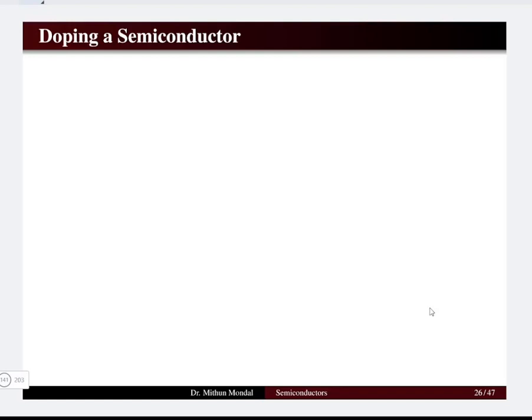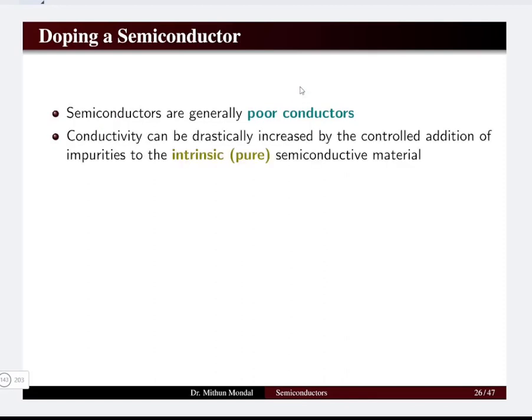Welcome to the next lecture in Fundamentals of Electronics. We were discussing semiconductors, and in this particular lecture we will focus our discussion on doping in a semiconductor. Generally we know that semiconductors are poor conductors. Their conductivity lies between the insulators and the conductors. So often semiconductors lie in the category of poor conductors.